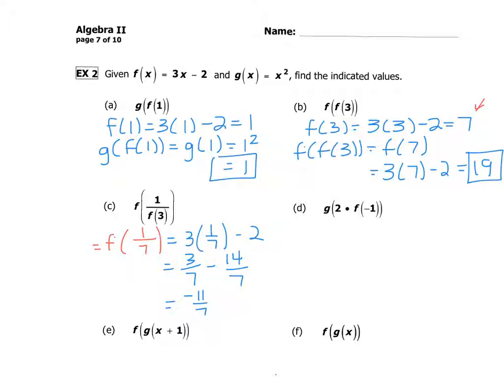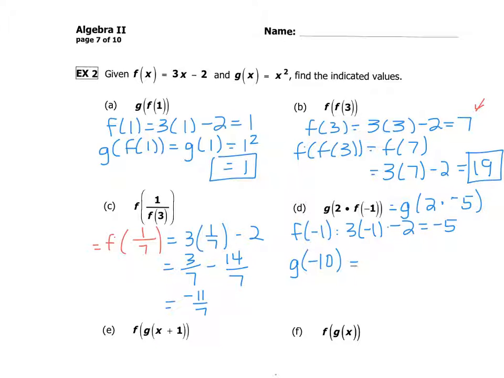We've got a lot of stuff going on inside here. All right, first of all, we need to find f of negative 1. So f of negative 1 equals 3 times negative 1 minus 2, which equals negative 5. So what this really equals is g of 2 times negative 5, which is negative 10. So we're going to be finding g of negative 10. This equals negative 10 squared, which equals positive 100.